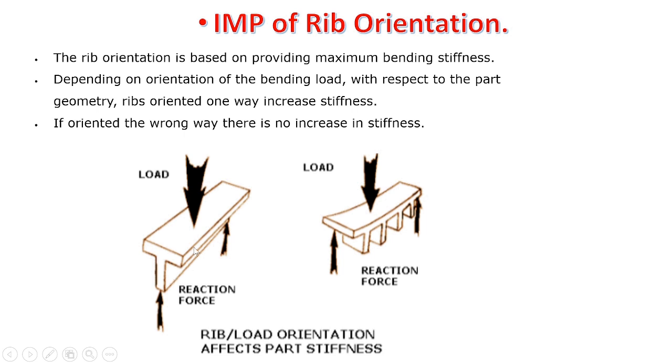So here, the load is on the center, with retention force. The fixing point might be here. So here, with the application of load, the chances of bending are very less compared to the second, because there the rib orientation is in the wrong direction. Rib orientation is very important.